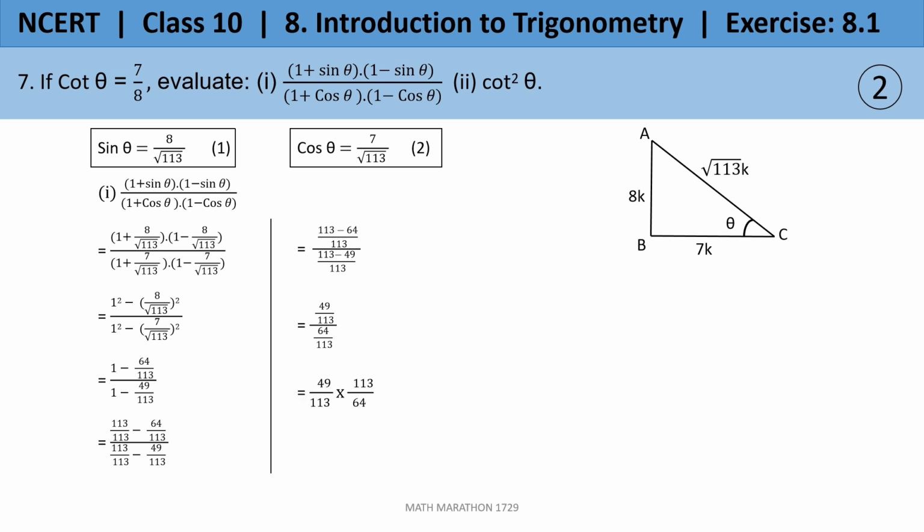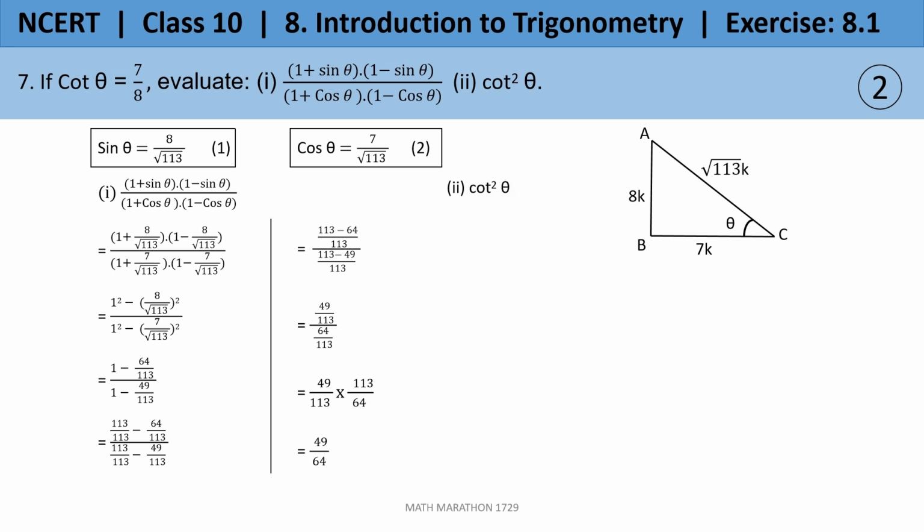We can simplify it further. In numerator and denominator, we have 113. We can cancel out 113. Is equal to 49 by 64.